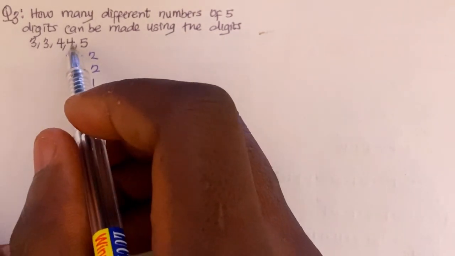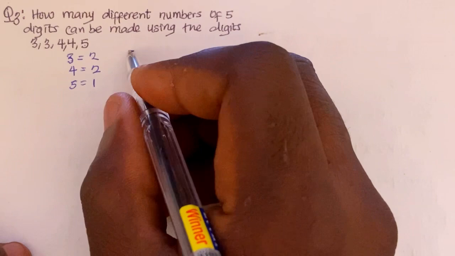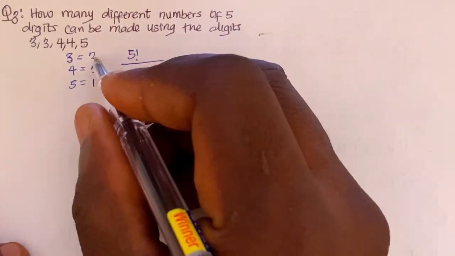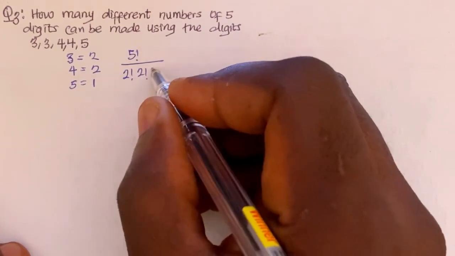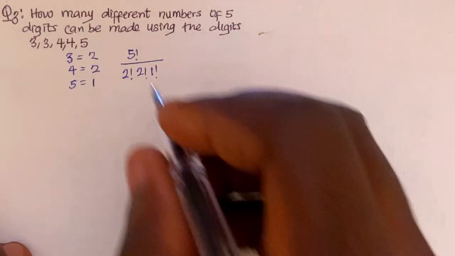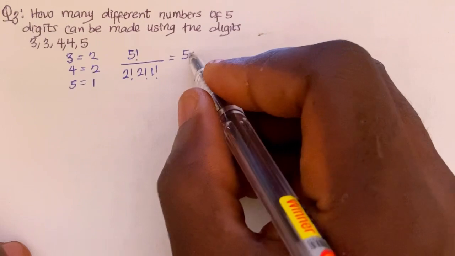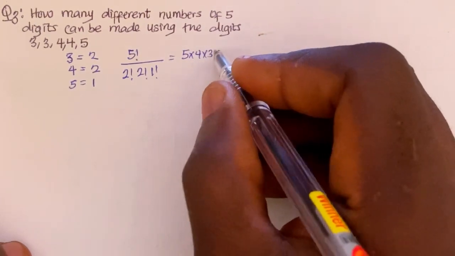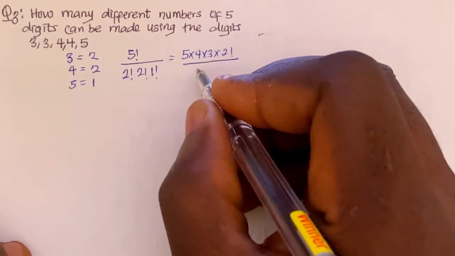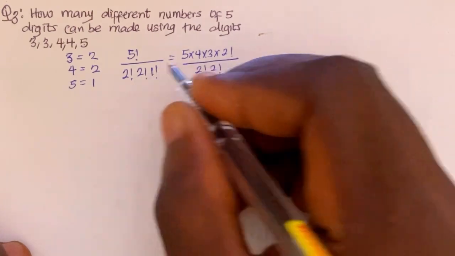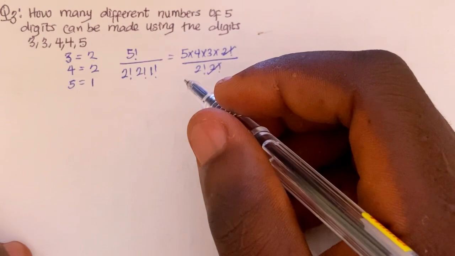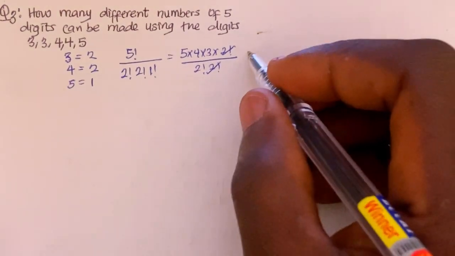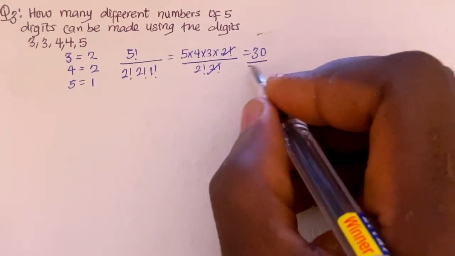So here let's count the total number of all the digits. That's 1, 2, 3, 4, 5. So in this case, I'm going to have 5 factorial divided by, instead of writing 3, I'm going to put 2 factorial, 2 factorial, and also 1 factorial, right? So this is simply 5 multiplied by 4 multiplied by 3 multiplied by 2 factorial divided by 2 factorial, 2 factorial. 1 factorial is actually 1. So this cancels this. I'm going to have 5 multiplied by 4, which is 20, by 3. That's actually 60. So the answer is actually 30.